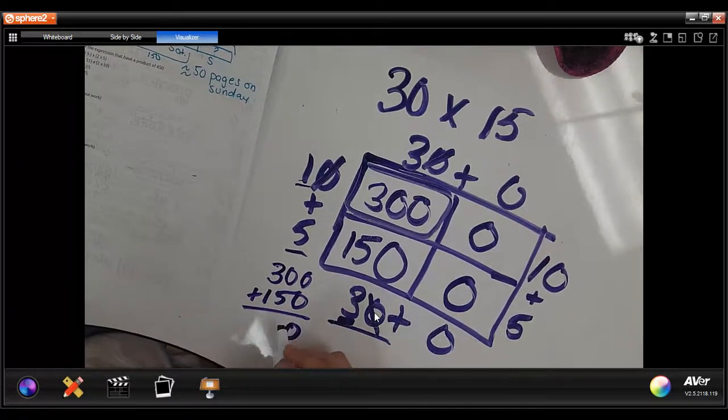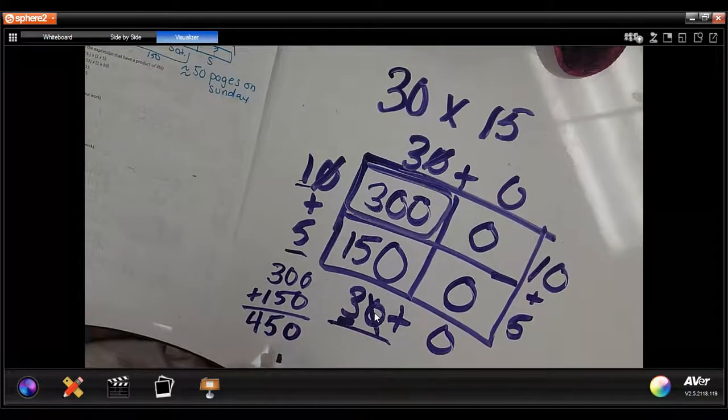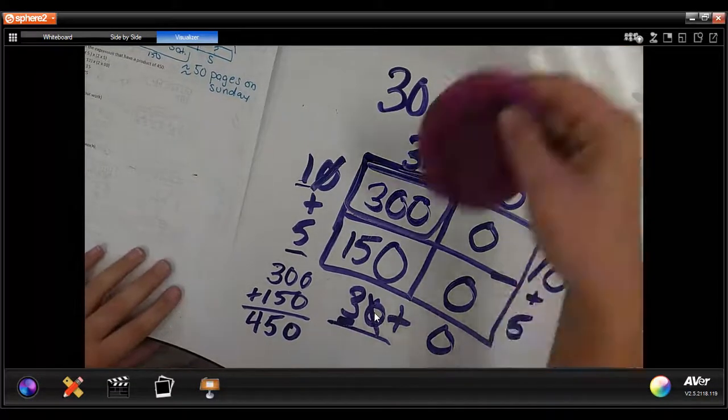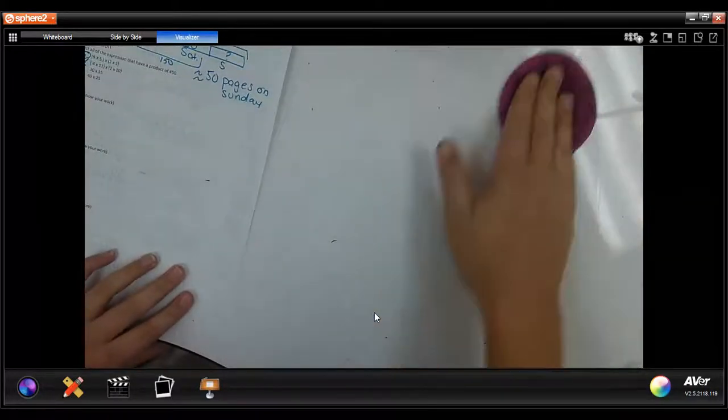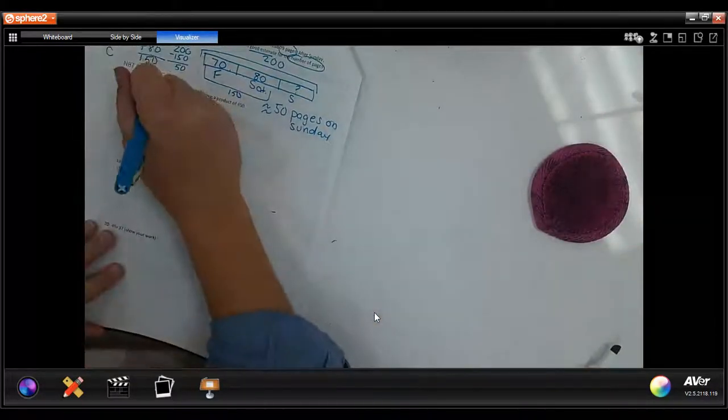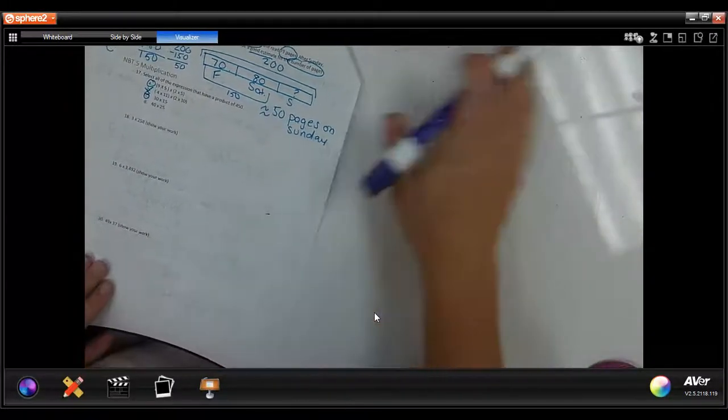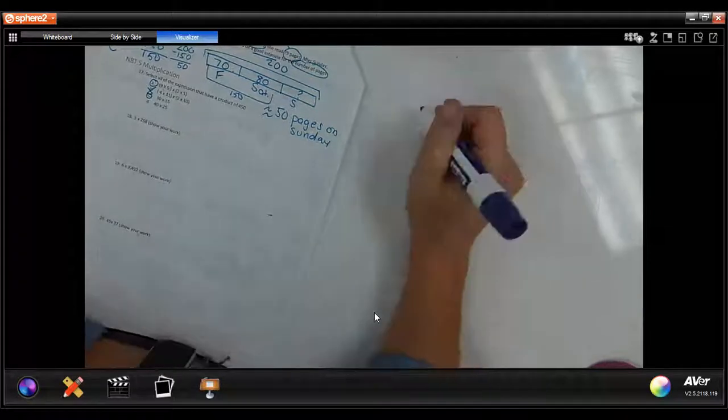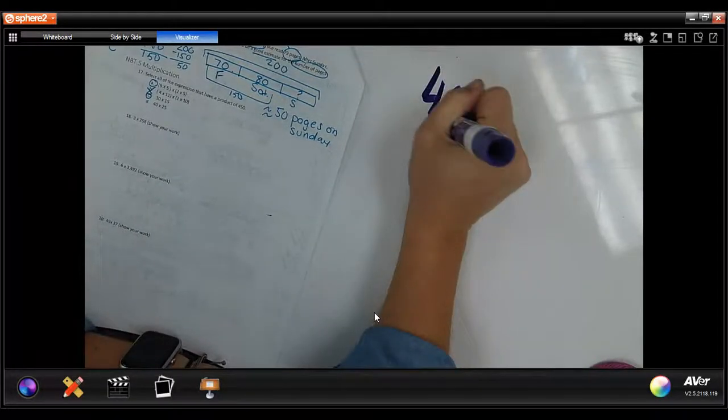0 plus 0 is 0. 0 plus 5 is 5. 3 plus 1 is 4. 450 is the answer I am looking for, the product I'm looking for, actually. So I would circle that one. That would be one of my answers. Last one, 40 times 25. Could do this one as well.